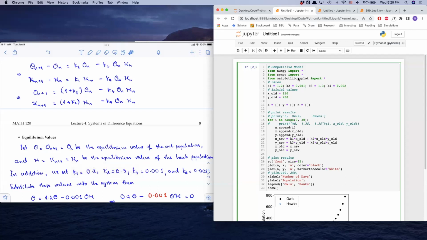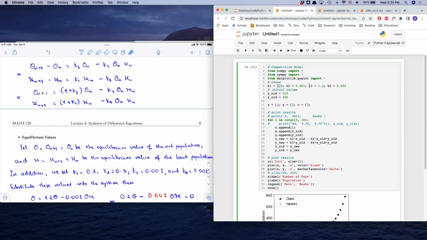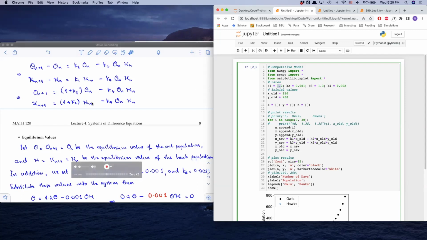Okay, so here's the code. It's very similar to the code that we did in the last example. The modification to the code is that now you have 4 different rates. This rate K1 corresponds to 1 plus K1, right? So it's a little bit different there. K2 is this value, right? K3 is 1 plus K2 here. Right, so K1, K2, K3, and K4 are different from what we have here.